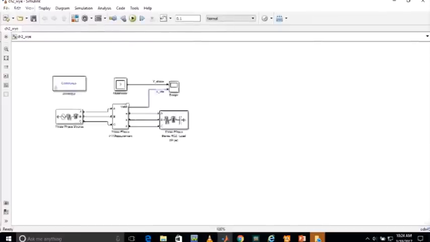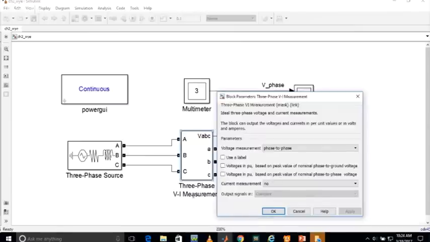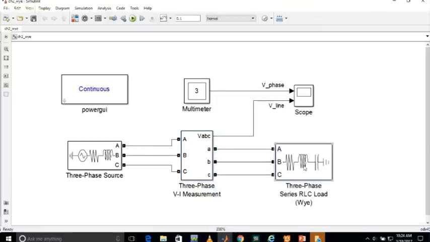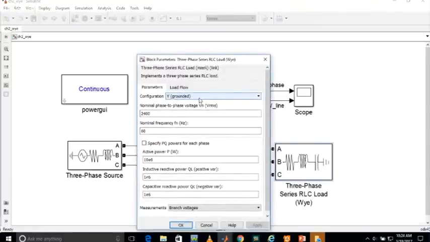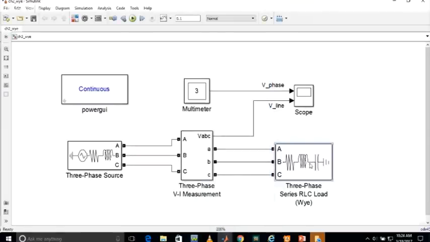This was a circuit. If you run this circuit now, in the three-phase VI measurement, we have taken the voltage measurement as phase to phase, rather than phase to ground. So it is giving us line voltages. Similarly, in the three-phase RLC load, we have taken the Y grounded configuration parameters, and we have taken branch voltages, meaning VA, VB, VC. So the three-phase RLC load is giving us phase to ground voltages, and the VI measurement is giving us phase to phase voltages. That means line voltages.